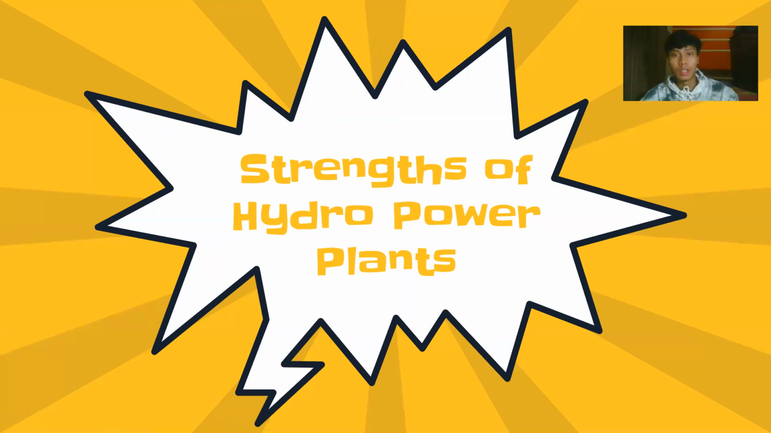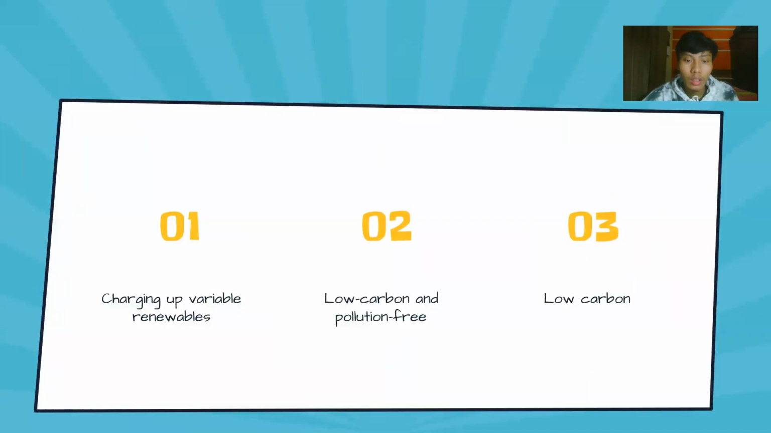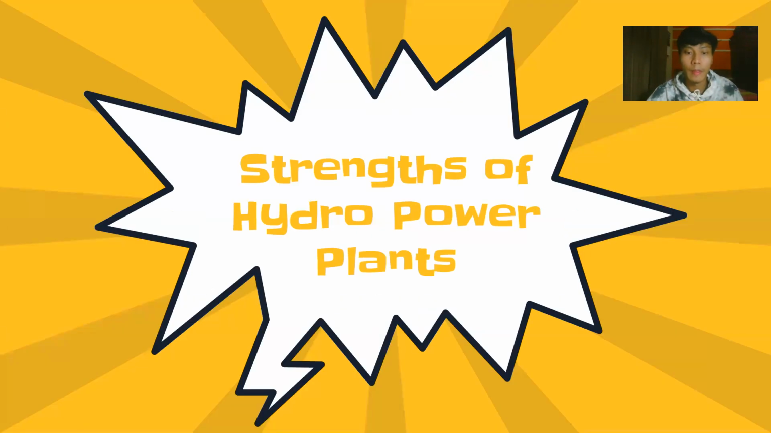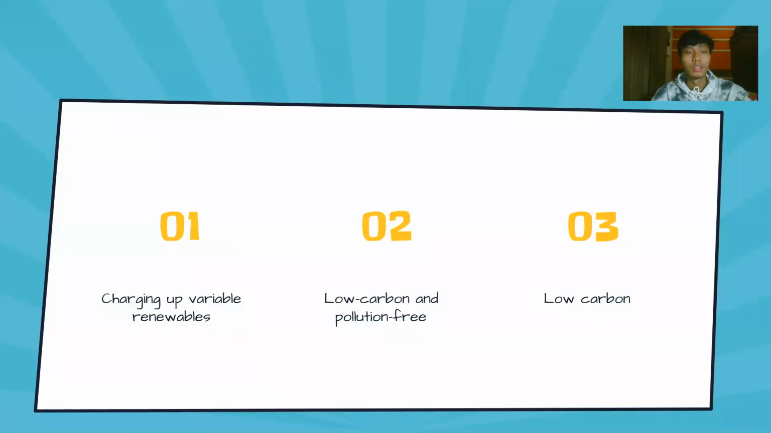And now I will explain about the strengths of hydropower plants. There are three strengths of hydropower plants. The first is charging up variable renewables. The second is low carbon and pollution free, and the third is low carbon.